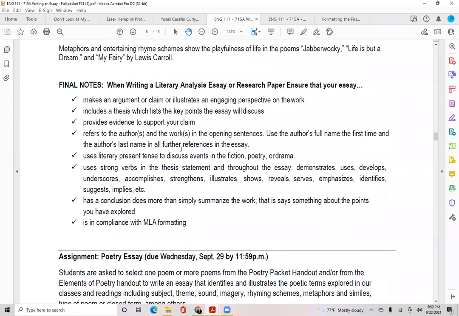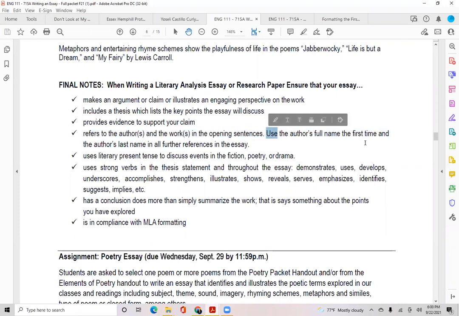So when you're writing your literary analysis essay, right? You should make sure that you make an argument or claim, but it's more that you have a clear thesis which lists the key points the essay will discuss, right? That provides evidence to support your claim. That means that whatever you say is in the poem, you can find a quote or something to support it, right? Refers to the author and the work in the opening sentences of the introduction, right?